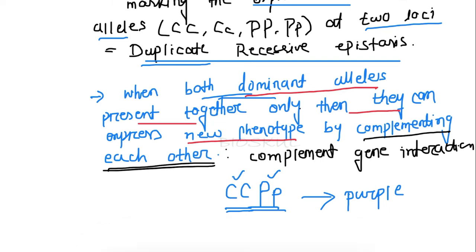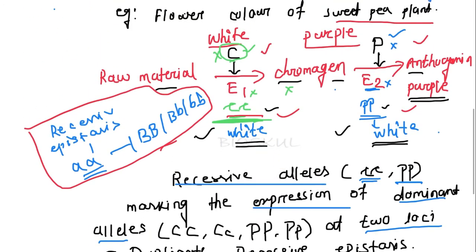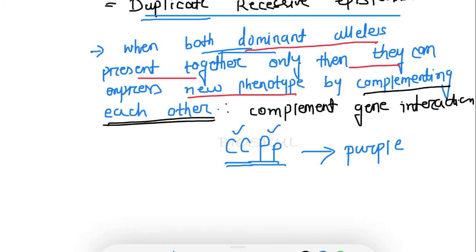flower, right? In the above example, as I have explained, for production of purple color flower, both the dominant forms of the genes, that is capital C and capital P, are necessary. In the absence of one of the genes, they cannot produce the purple color flower. So both the genes must be present. If both the dominant forms of genes are present, they complement each other and it will result in purple color flower. Let's see the other combinations.